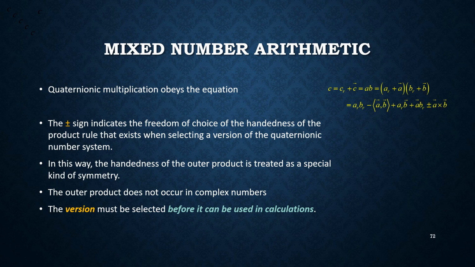Quaternionic multiplication obeys the equation. The plus or minus sign indicates the freedom of choice of the handedness of the product rule that exists when selecting a version of the quaternionic number system. In this way, the handedness of the outer product is treated as a special kind of symmetry. The outer product does not occur in complex numbers. The version must be selected before it can be used in calculations.